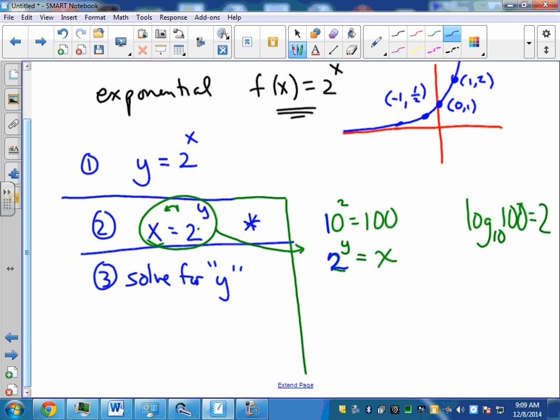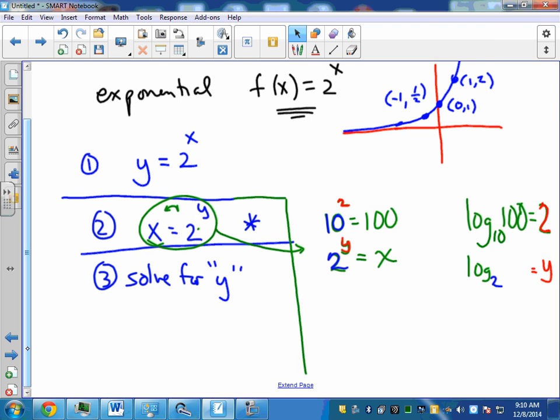2 is going to be the base. 2 is the base, and that's going to be the base of our logarithm over here. So we have log base 2. The exponent is y. That's going to be the exponent here. That becomes the value of the logarithm. So over here we're going to get y.